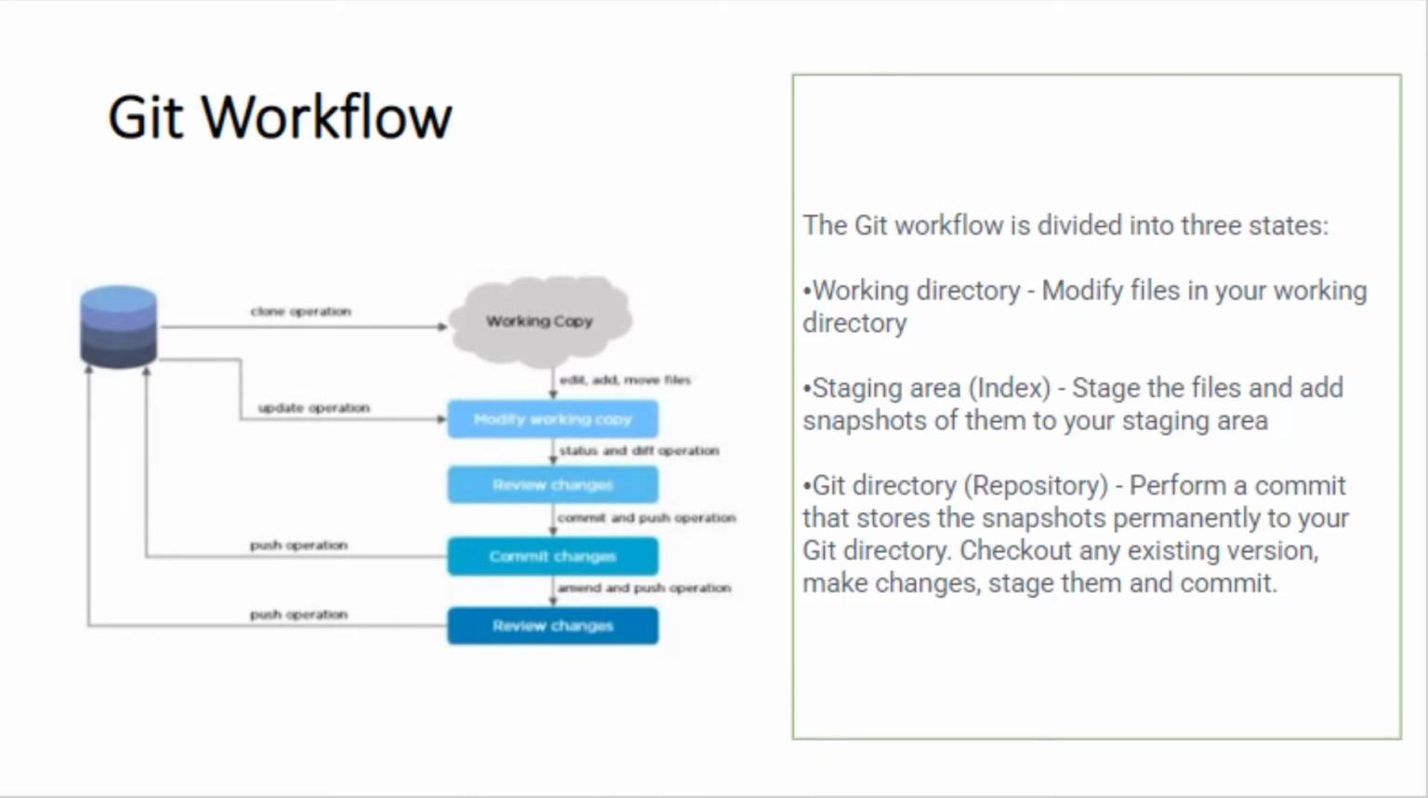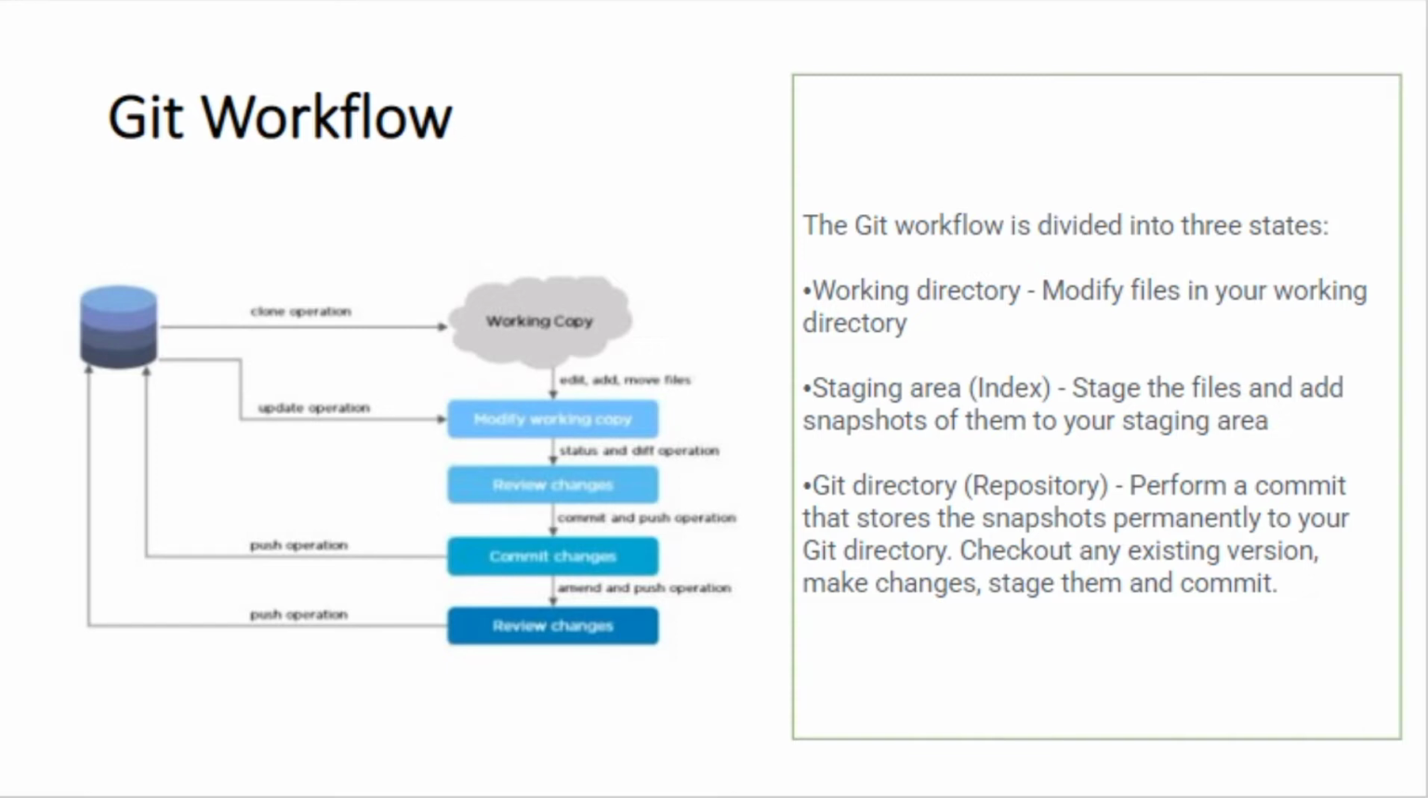So what is the working directory? When you clone the code from your server to a local machine and you start modifying your code, that is called the working directory. In the staging area, you stage the files and add a snapshot of them to your staging area. It's the second stage before pushing your code to the server. When you make changes, first you push those changes to the staging area. The staging area is also basically a local database.